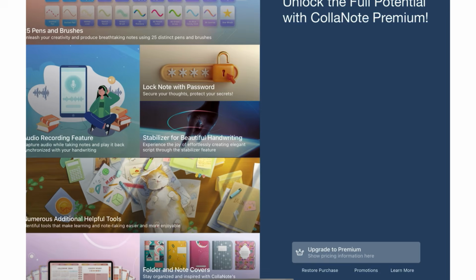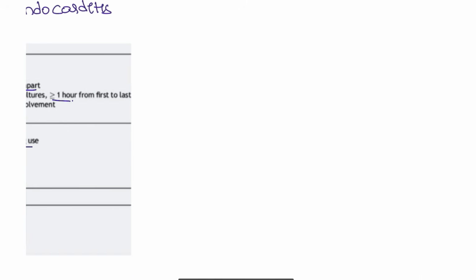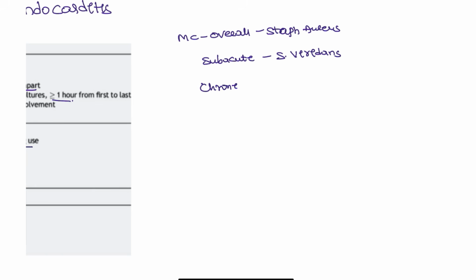And what are the organisms involved in this patient? The most common overall is Staph aureus. Subacute type is Strep viridans, and patients with the chronic type, again Strep viridans, which means more than 12 months.